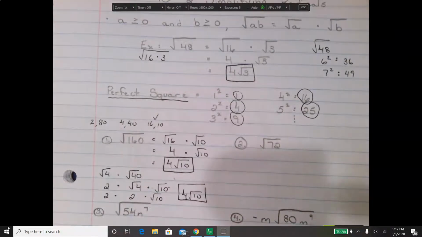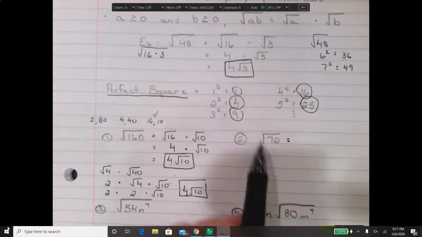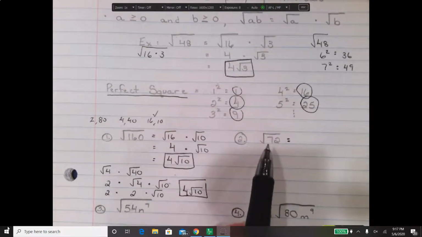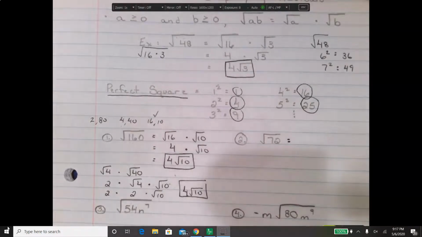I have the square root of 72. Now, 72 is not a perfect square. And guys, I can promise you that almost any number you're given for your homework, you're not going to get just an easy problem like this where underneath the radical is a perfect square. You're going to have to get an answer very similar to what we got on number 1.